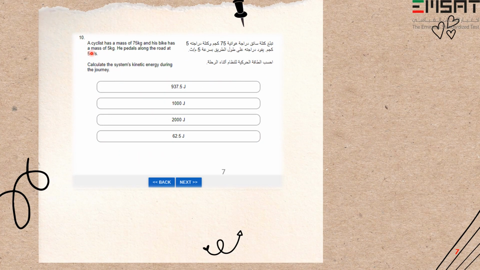7. A cyclist has a mass of 75 kilograms and his bike has a mass of 5 kilograms. He pedals along the road at 5 meters per second. Calculate the kinetic energy. So of course K is equal to half mv squared. That's half multiplied by the total mass of the system, which is 75 kilograms for the boy plus 5 kilograms for the bike. In total it's 80 kilograms, and the total energy in this system is 1000 joules.